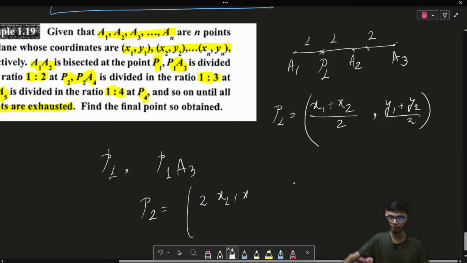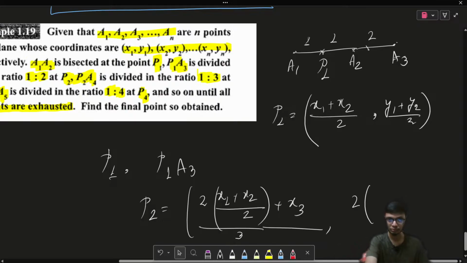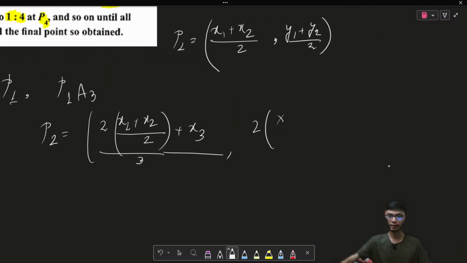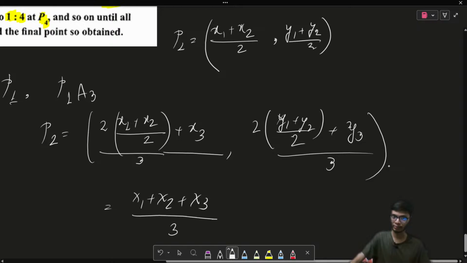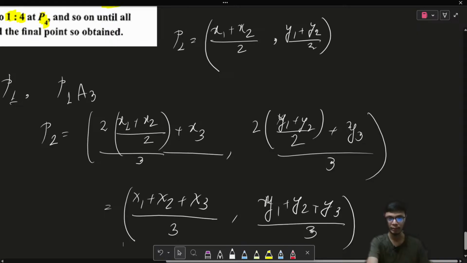That will be (2 times (x1 + x2)/2 plus x3) divided by 3, comma, (2 times (y1 + y2)/2 plus y3) divided by 3. So it is quite straightforward, and it is going to come out as ((x1 + x2 + x3)/3, (y1 + y2 + y3)/3), right? So this is going to be the coordinate of point P2.